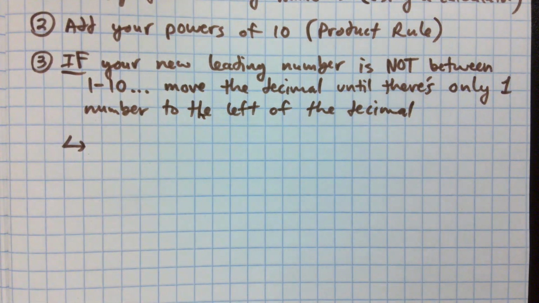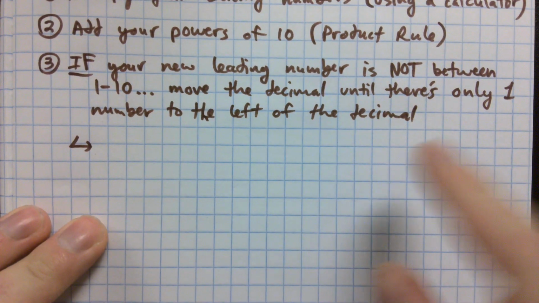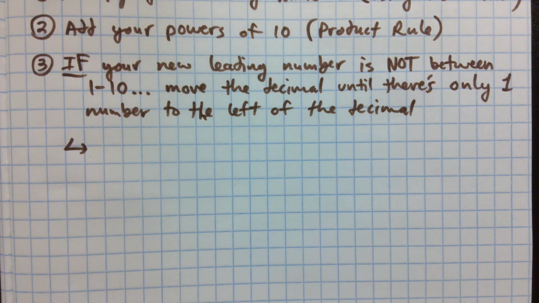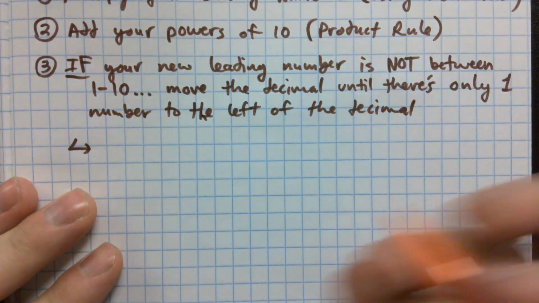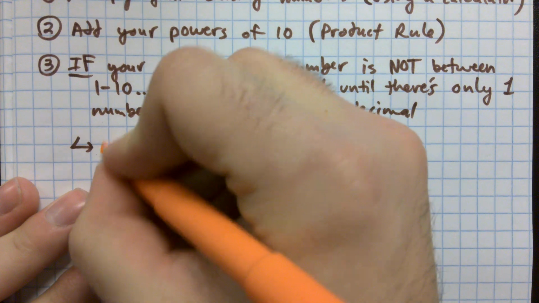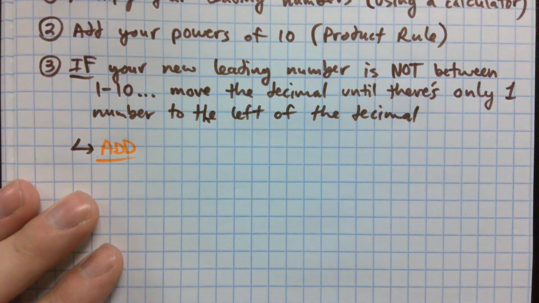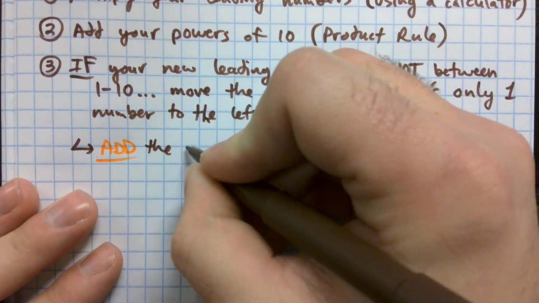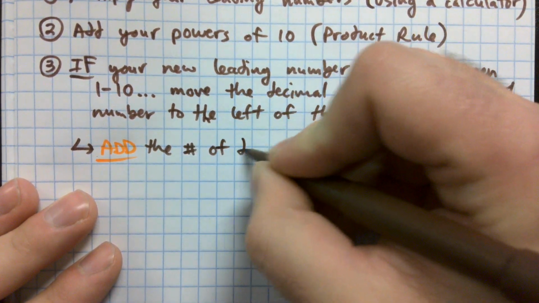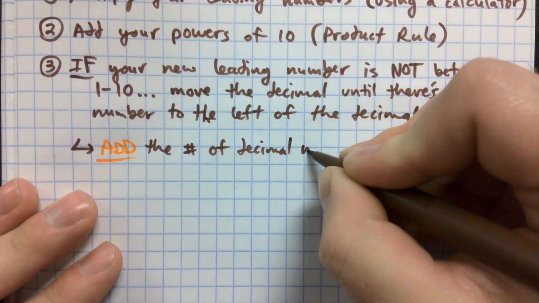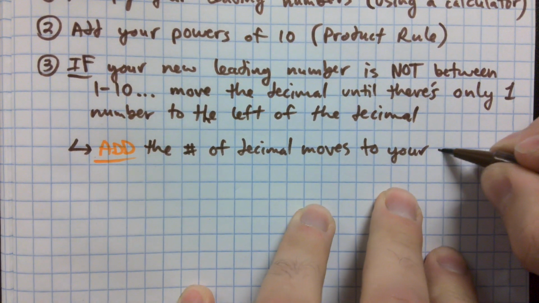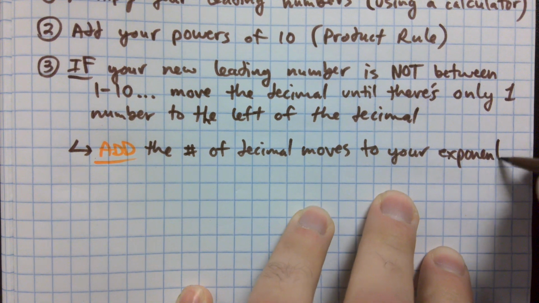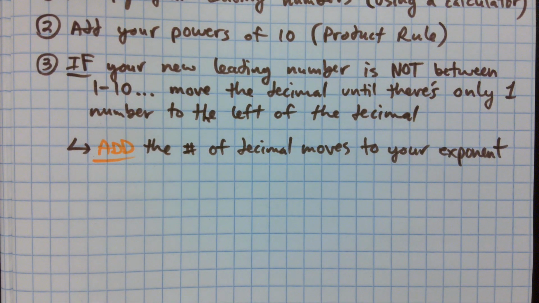Now this is the most important part. When we do that, if we move that decimal, right, just like we talked about in our notes earlier, every time we move the decimal, it changes what our power of 10 is going to be. So you're going to add the number of decimal moves to your exponent. That's really confusing, but we'll see what it looks like in a second.